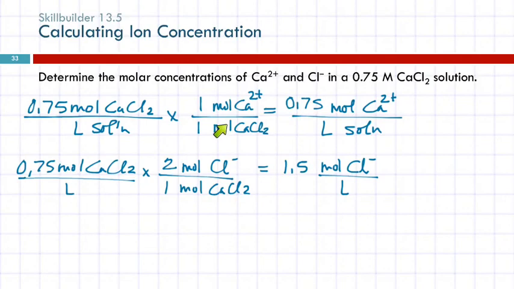So here I've demonstrated how you can do this using dimensional analysis and looking at the units. This one is easier to think about, so you could also just look at this and say, oh, well, there's 2 chloride ions in every one of these, so I just need to multiply this by 2. But you could do that also if it makes sense to you.